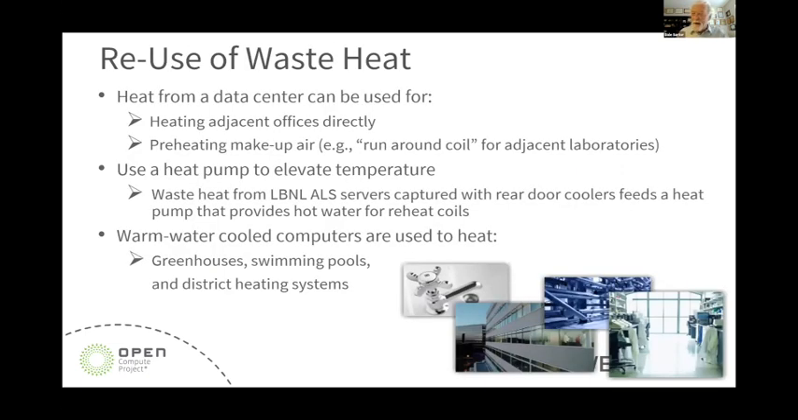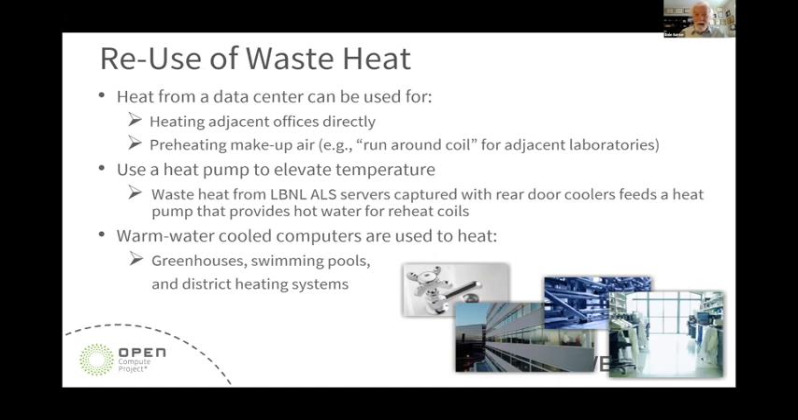As I mentioned, especially at W5, there's opportunities to reuse the waste heat, but you can do it at other lower temperatures as well. The heat can be used for adjacent offices or other buildings. It can be used for preheat of makeup air in what's called a runaround coil. We can use a heat pump to elevate the temperature.